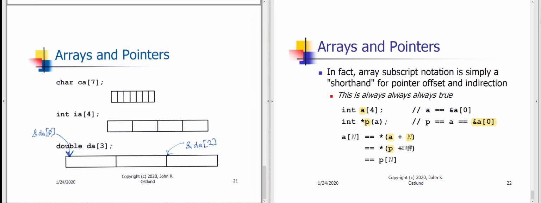And star of that is the integer object, the int object at that location in memory, which in turn is P sub n. So it turns out really that this subscript notation is just what's called syntactic sugarcoating for adding an integer offset and then doing an indirection on that offset. All right, so pointers and arrays are very tightly interrelated, and this is going to be very important to us in understanding C++.